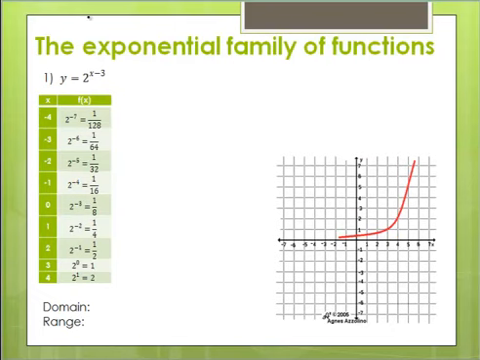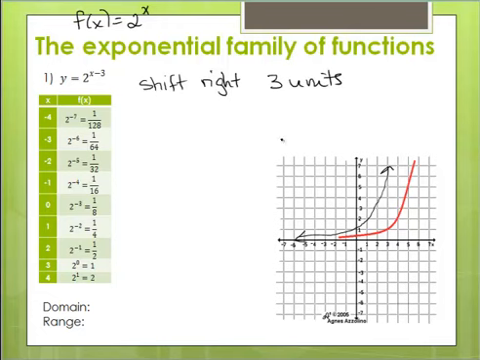So now we still have our same base as the parent function. But what did we do? We subtracted 3 inside the function. Remember, if it's inside the function, it shifts left or right, and it is opposite of what you think. So we took that parent function, which did something like this, and we shifted it 3 units to the right. Okay, the domain is still everything. The range is still 0 to infinity.